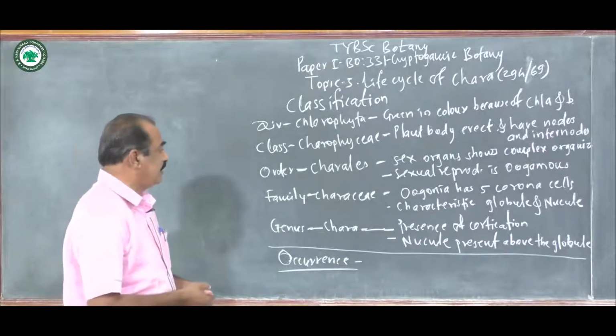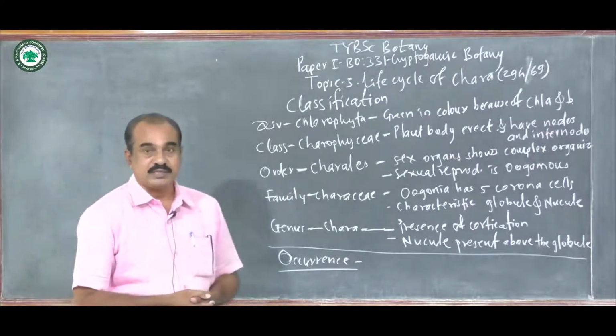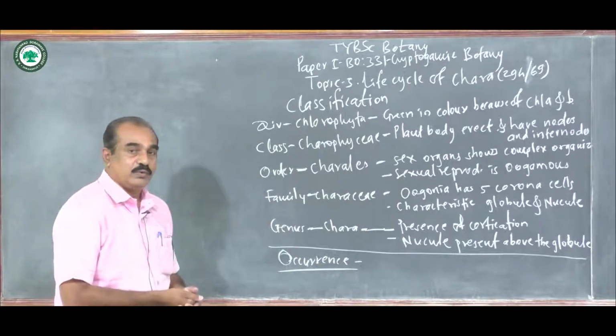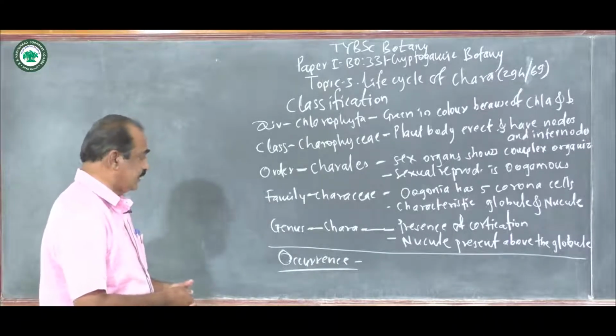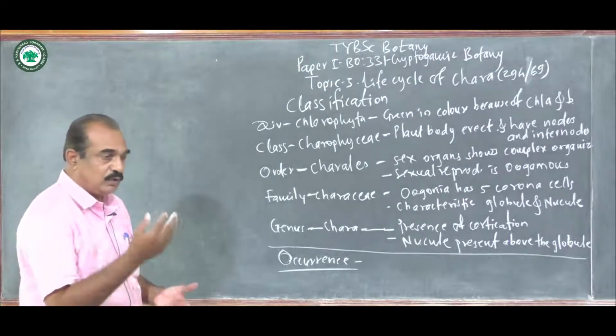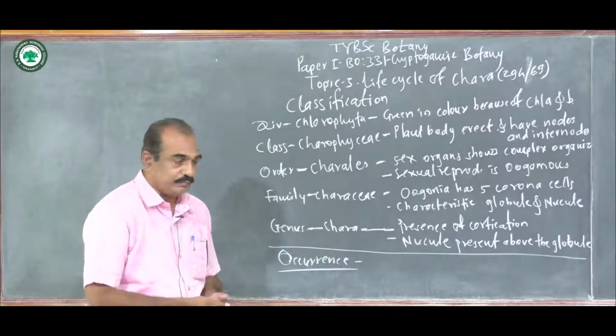Then family Characeae, oogonia has 5 corona cells at the apex of the oogonia. Then characteristic globule and nucleus are there. Genus Chara, presence of a cortication at the lower node of the main axis and the nucleus present above the globule.